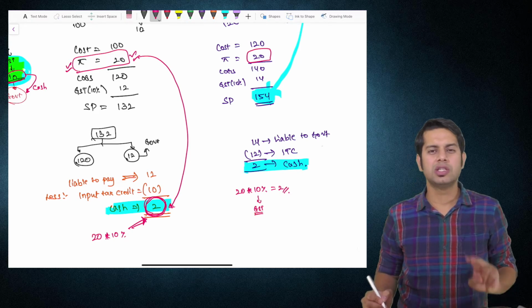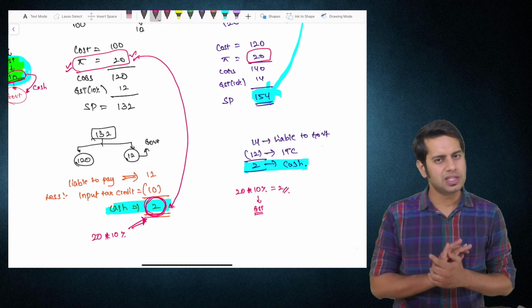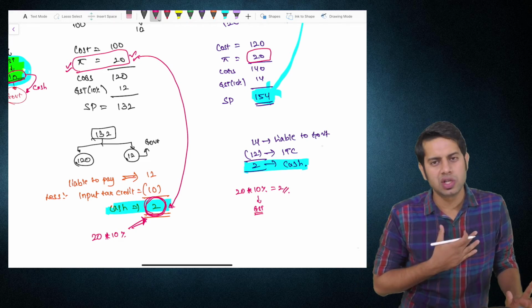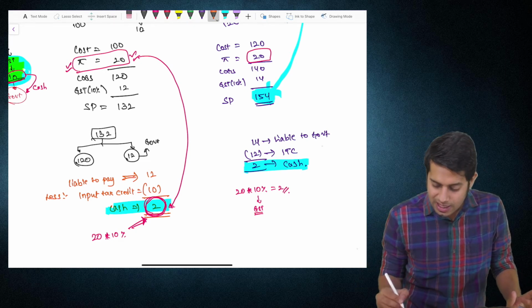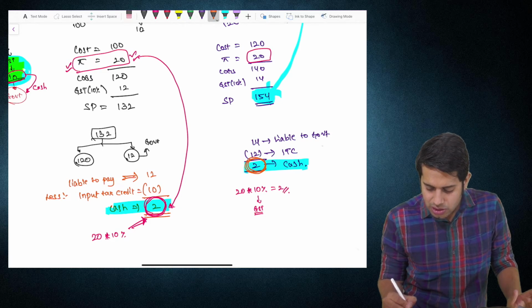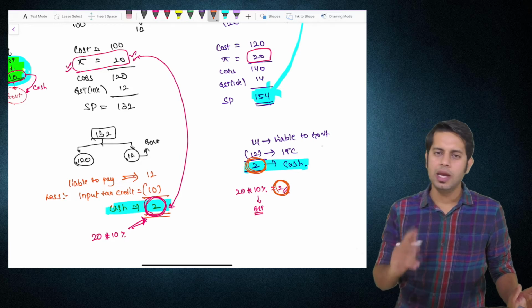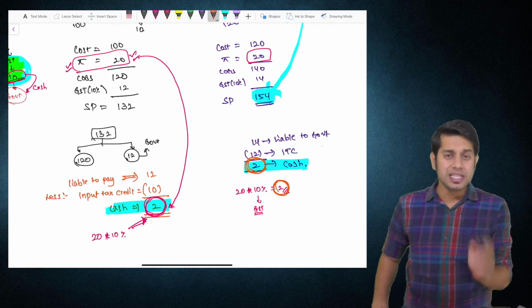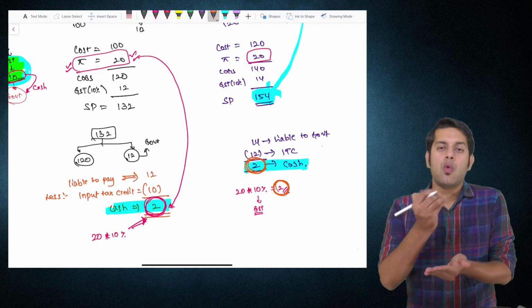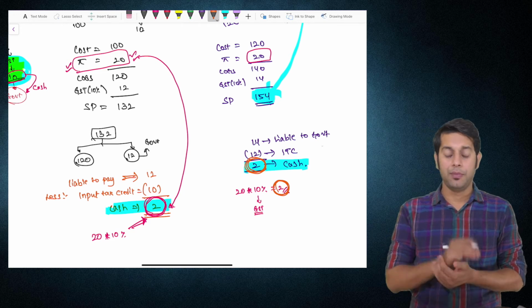The GST on this value addition is how much? Only 2 rupees. 10% is the GST rate. So the GST on this value addition is only 2 rupees. How much has he paid to the government in cash? 2 rupees. And how much is the tax on his value addition? It is only 2 rupees. In short, GST is a tax on the value addition which is made by you.